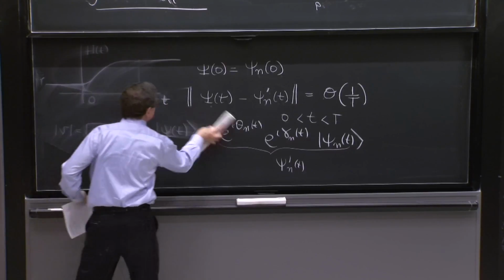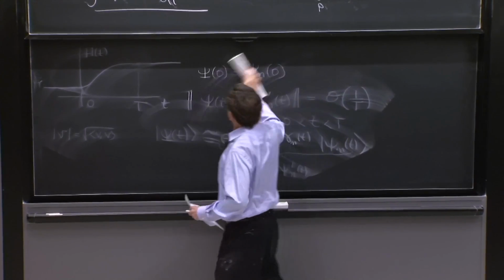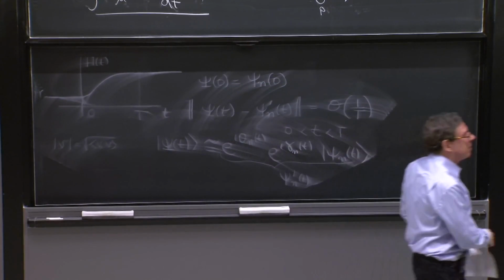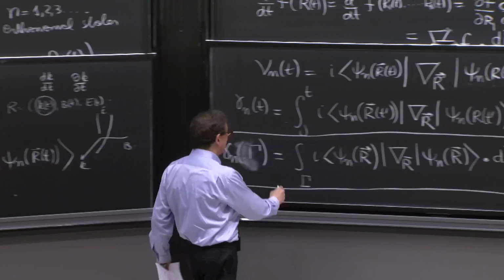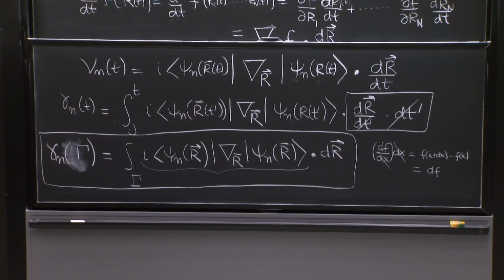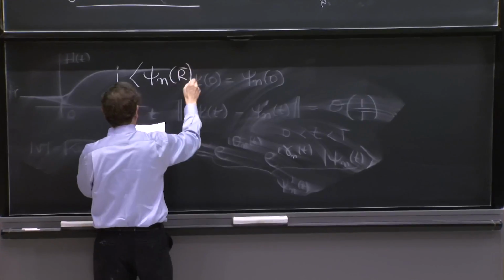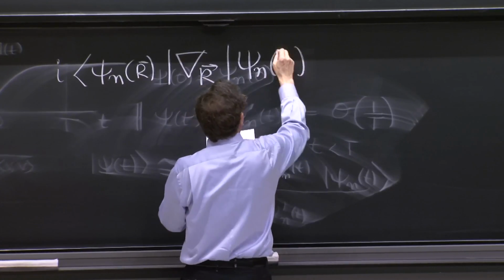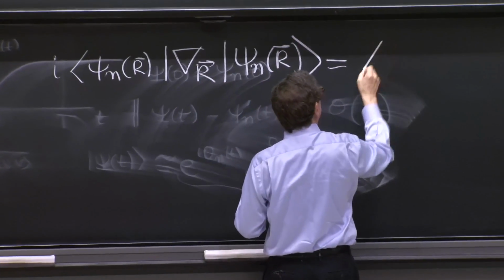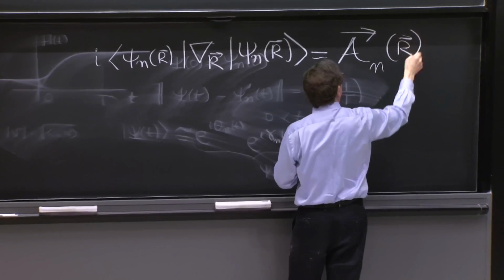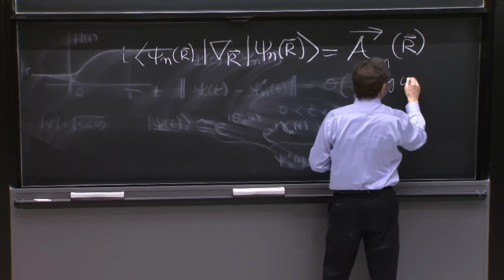So the first name is that this whole object, i times the bra psi n of r, gradient with respect to r, psi n of r, is called the Berry connection, A_n vector of r. Berry connection.